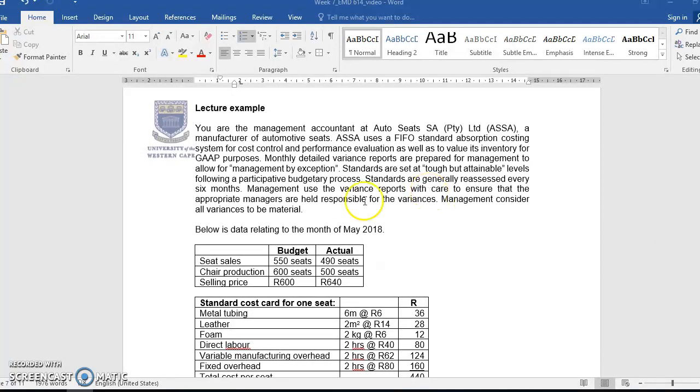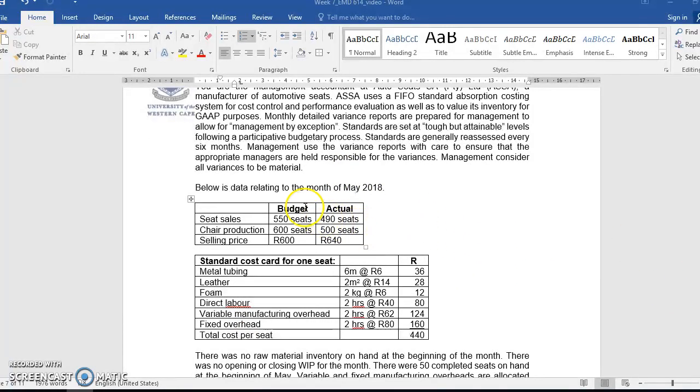Very quickly, this is a company that makes seats, and they've set a budget as well as actual. For the month of May, we have a budget of 550 seats they're going to sell. They're going to produce 600 seats, and the selling price is budgeted at 600. That is our actual information: they actually sold 490, actually produced 500, and actually sold at a price of 640.